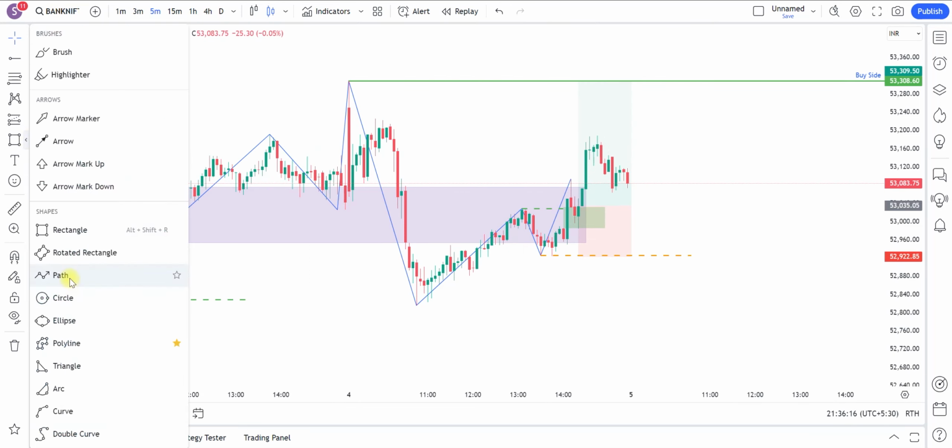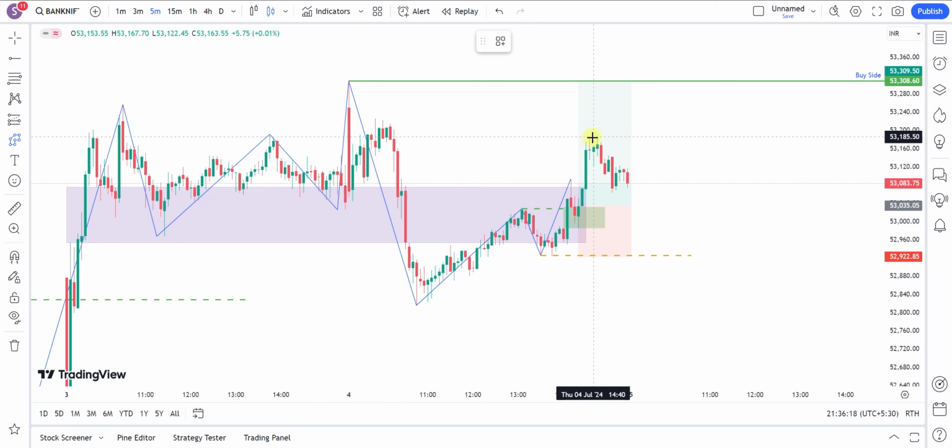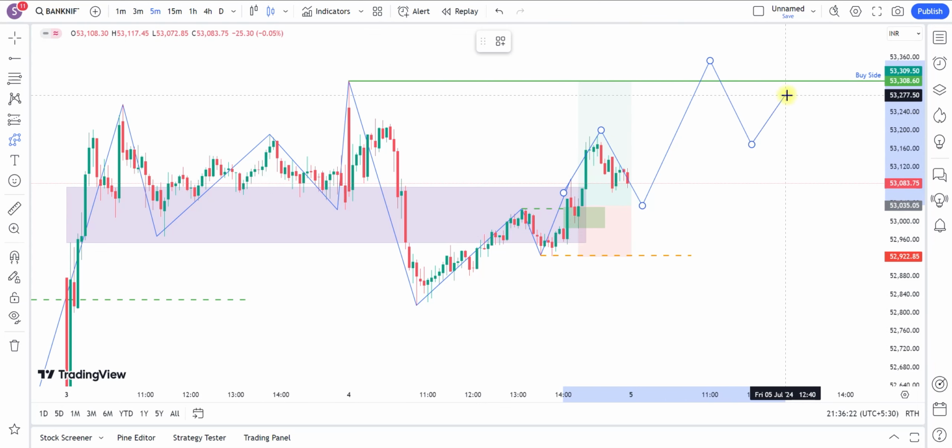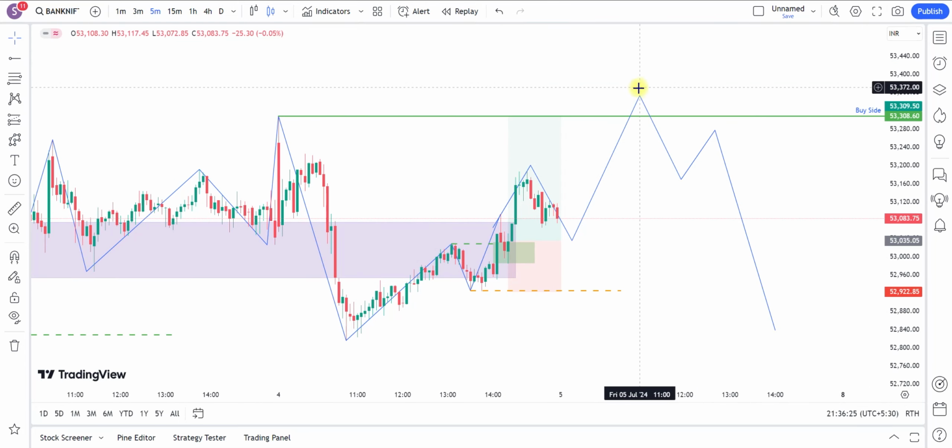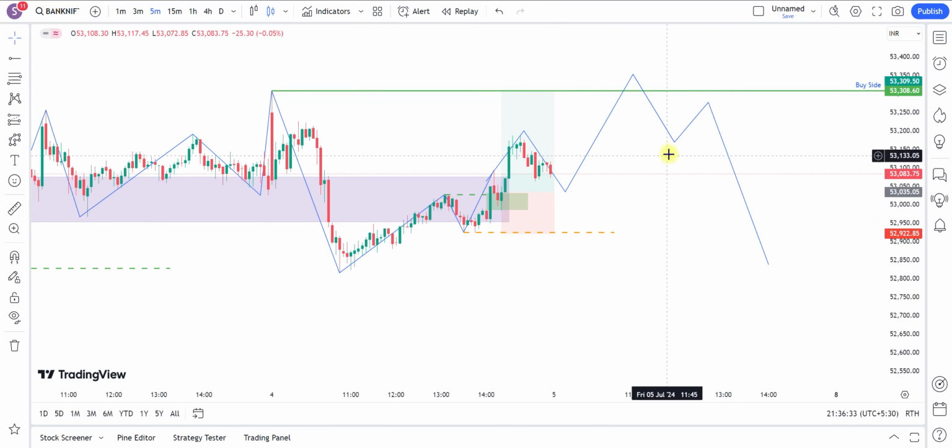We can expect a bounce like this only, taking out the liquidity and a lower high, lower low formation. We need a lower high, lower low formation or something similar with a fair value gap concept for us to short the market.